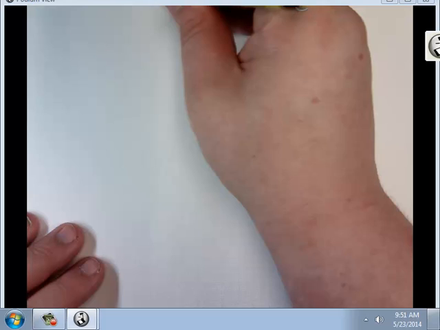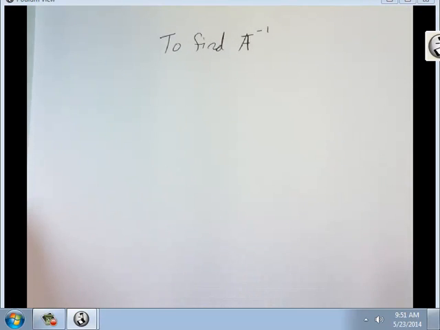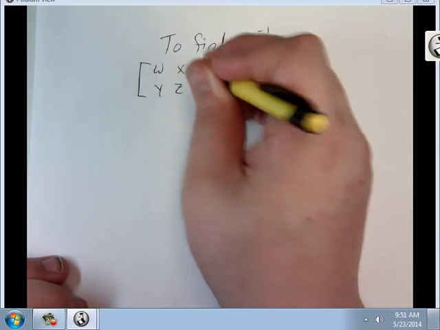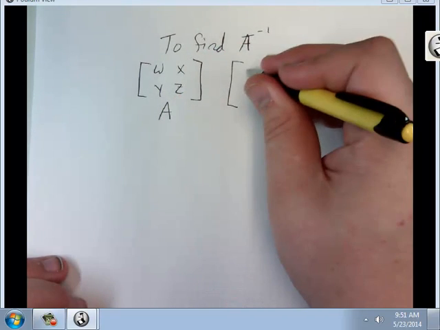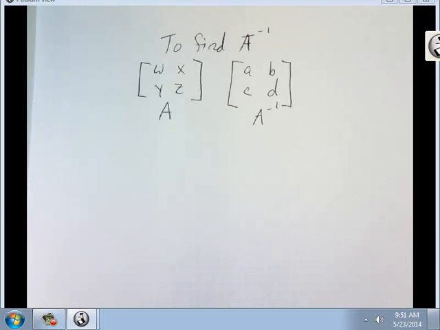So, let's talk about how to find that identity matrix, because without that we can't really do anything. Oh, sorry, not to find the identity matrix, to find the inverse matrix. Let's say we had two matrices, W, X, Y, Z, to be A, and a, b, c, d to be A to the minus 1. I could go through and show you exactly how we would solve this to figure out what each of the things are in A to the minus 1. That would take a lot of time. I feel like I would lose a lot of people, so I'm just going to stick to what everything is.